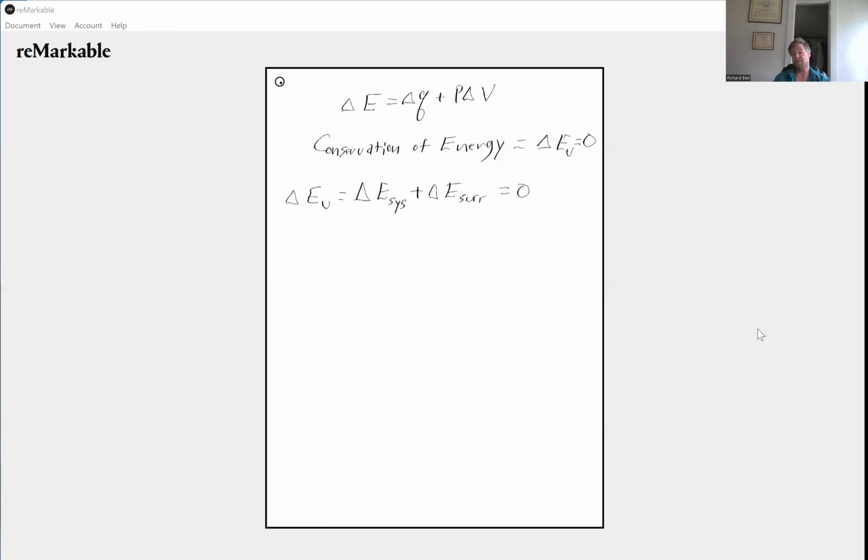The change in energy of the system plus the change in energy of the surroundings must be zero. The law of conservation of energy. It's not the conservation of energy of a system. It is not the conservation of energy of the surroundings. But it does imply that for any process, anything that happens, if we change the energy of the system, that energy has to come from the surroundings.